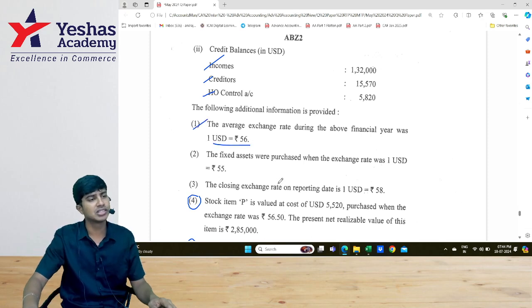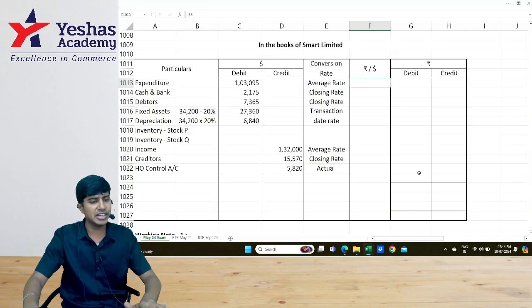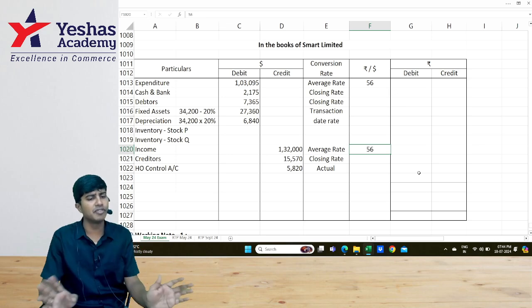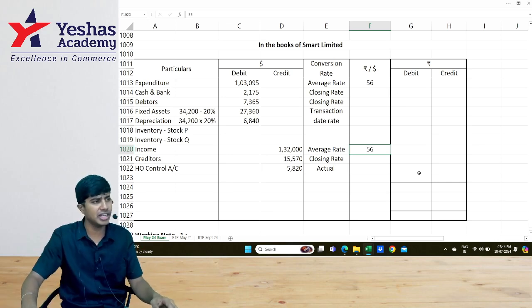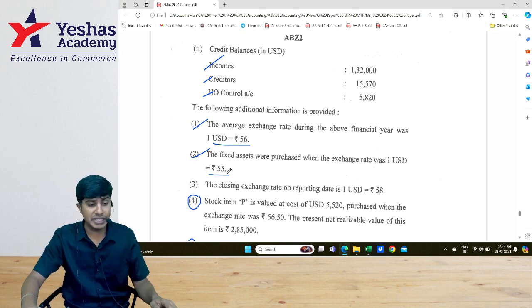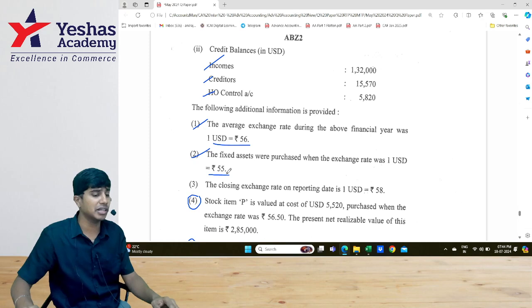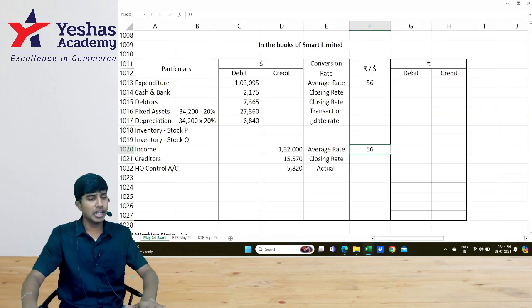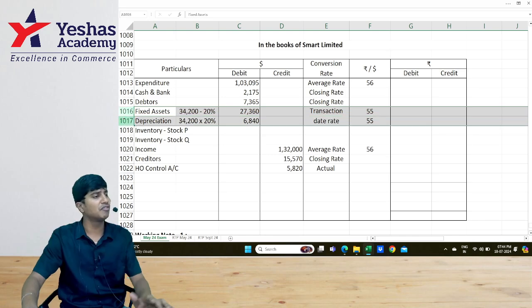Average rate is 56. So we'll write average rate for our expenditure 56 and I'll write average rate for income 50. Those are the only two items having average rate. Sir, shall we multiply? Let's do it all at the end. Right now we'll try to figure out and then identify the rates. Then fixed asset should be recorded at 55. But they have not mentioned explicitly, not just fixed assets, but the depreciation on fixed assets also should be recorded at 55. So let me write fixed assets at 55. So is the depreciation on that fixed assets at 50.